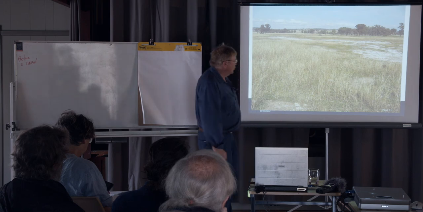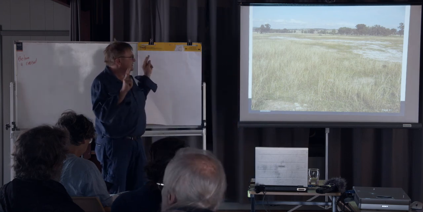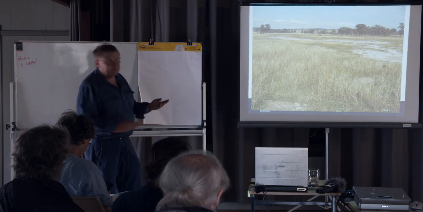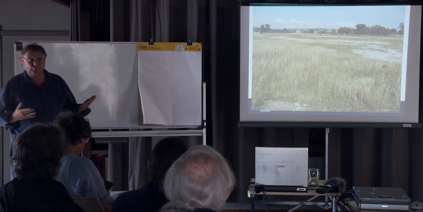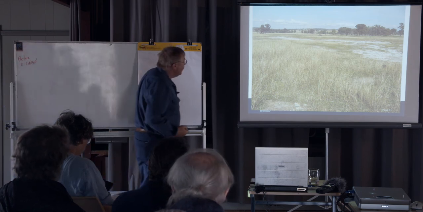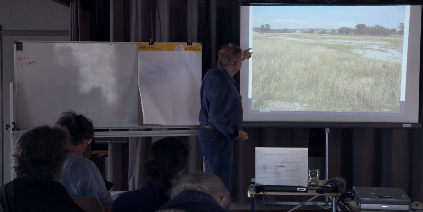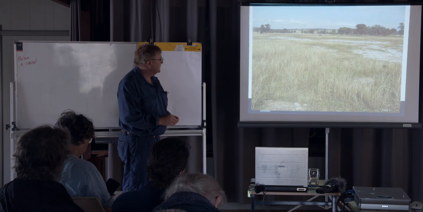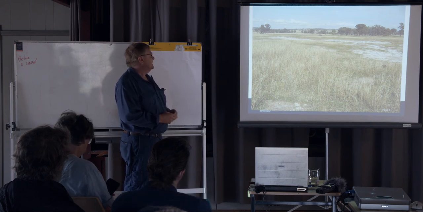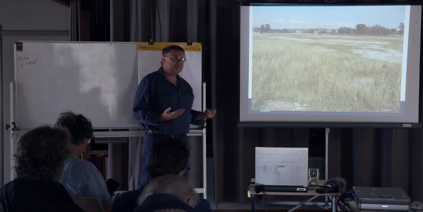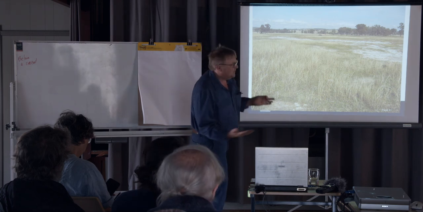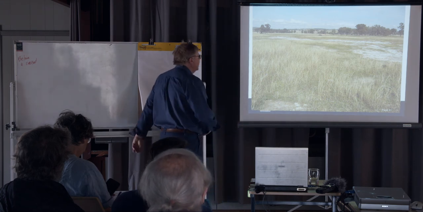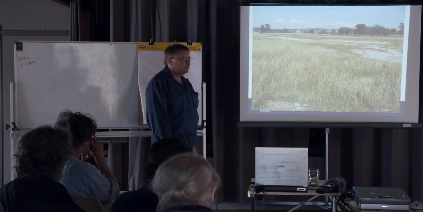In this part of the world, a grazier is considered to be on top of his game if he's running between 4 and 8 DSE, 4 and 8 sheep per hectare. This is a grazing farm with a big salt patch through the middle of it. Classic discharge salinity issue. Total size is probably about 5 hectares. So one way we could look at that picture, and some people do, is to say, okay, so that's 15 sheep missing.